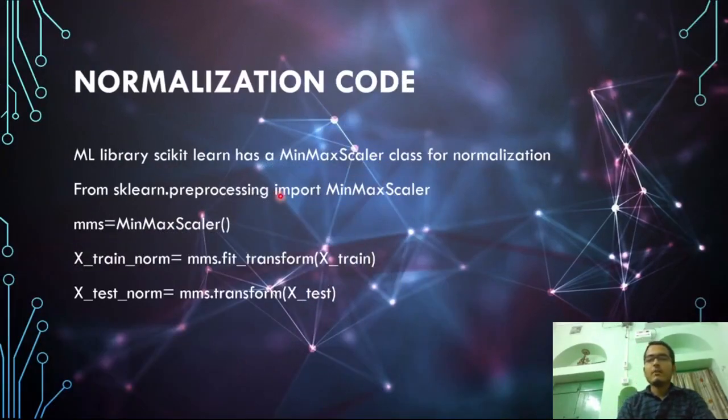Now see the normalization code. The ML library scikit-learn has a MinMaxScaler class for normalization. From sklearn.preprocessing import MinMaxScaler. So we define an object mms equals MinMaxScaler, and X_train_norm equals mms.fit_transform(X_train), and X_test_norm equals mms.transform(X_test). So this is the code by which you can implement normalization.